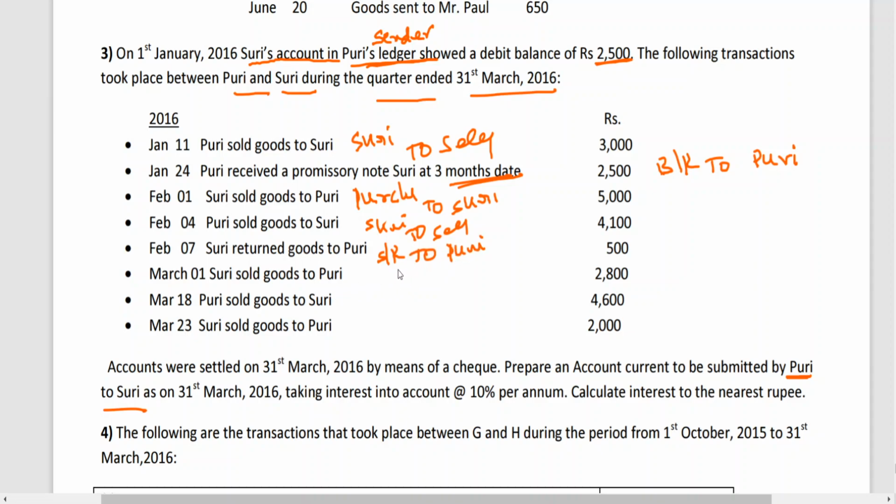Suri sold goods to Puri, and purchases. Purchases to Suri. Puri sold goods to Suri. Suri sold goods to Puri. Purchases to Suri. You can check for yourself. I am giving 1 minute before I start doing the problem.